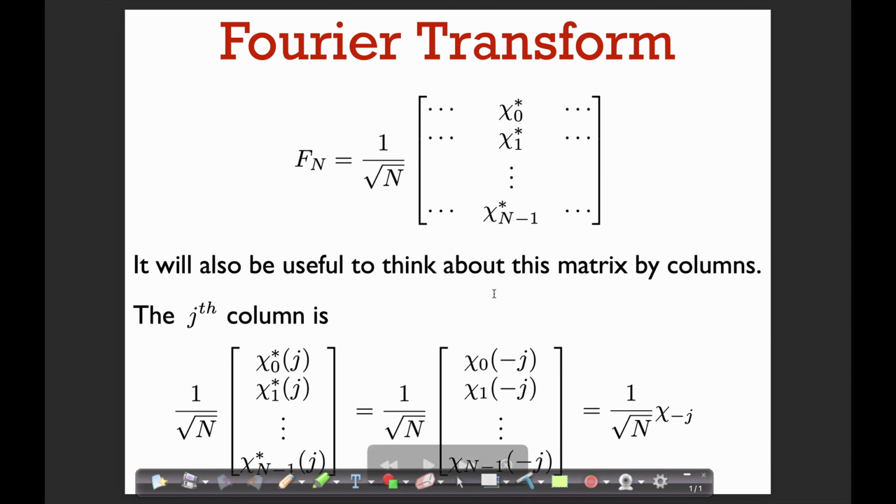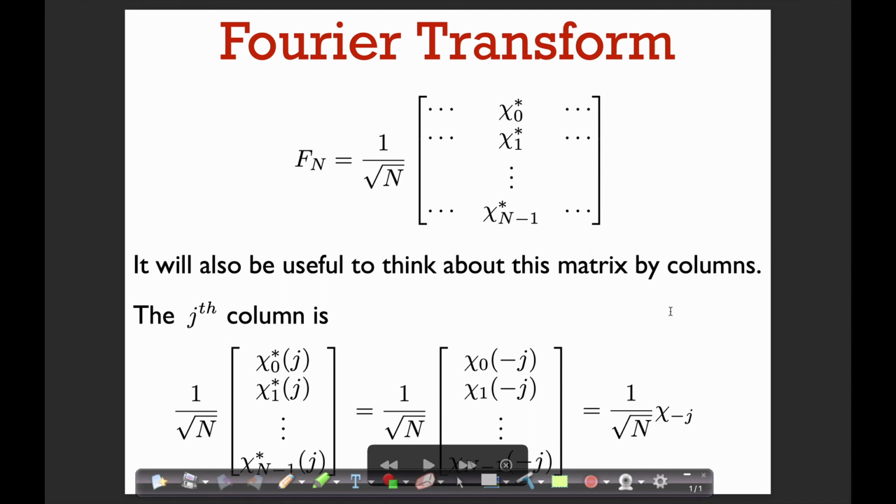So let's take a closer look at Fn. So again, what is it? It's the conjugate transpose of the matrix whose columns are the normalized character basis. So that means that the rows of Fn are going to be the complex conjugates of our characters. Okay. So here's what Fn looks like by rows.